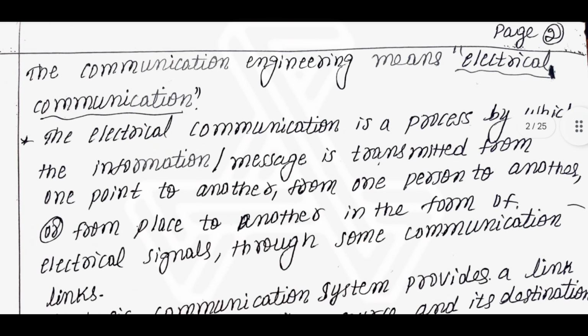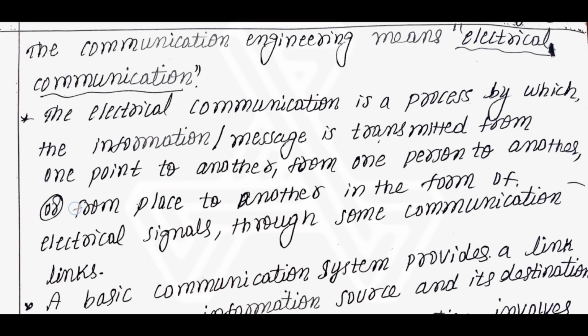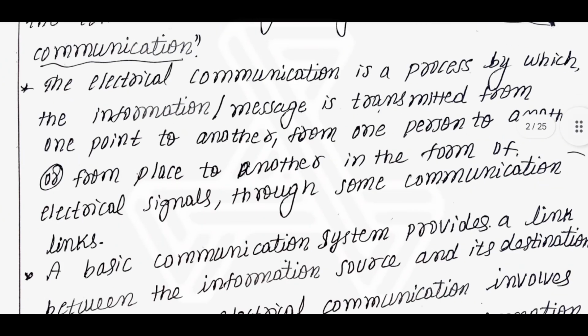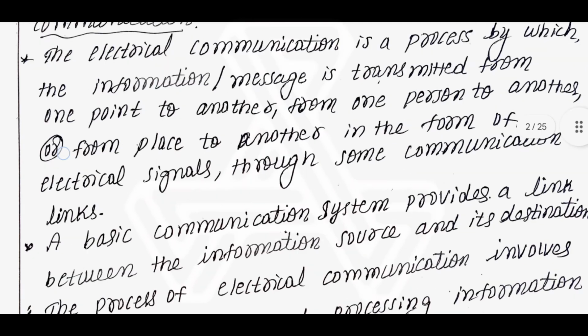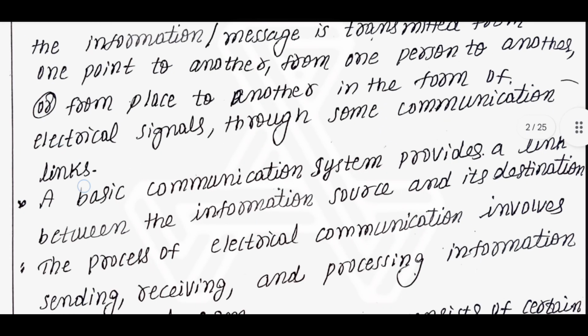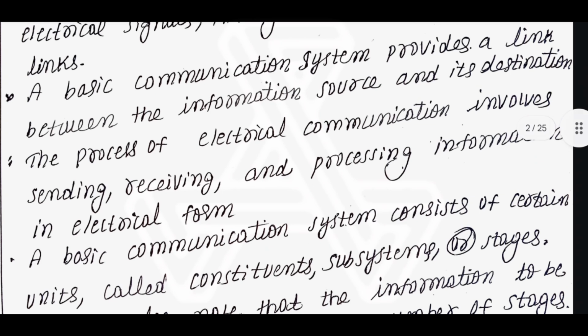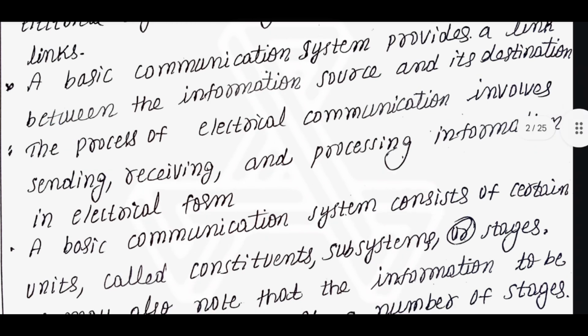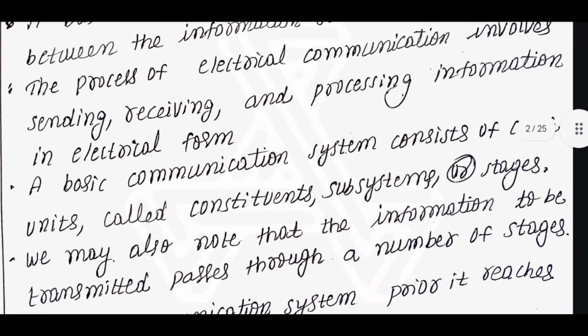The communication engineering means electrical communication. The electrical communication is a process by which the information or message is transmitted from one point to another, from one person to another, or from one place to another in the form of electrical signals through some communication links. The basic communication system provides a link between the information source and its destination. The process of electrical communication involves sending, receiving, and processing information in electrical form.